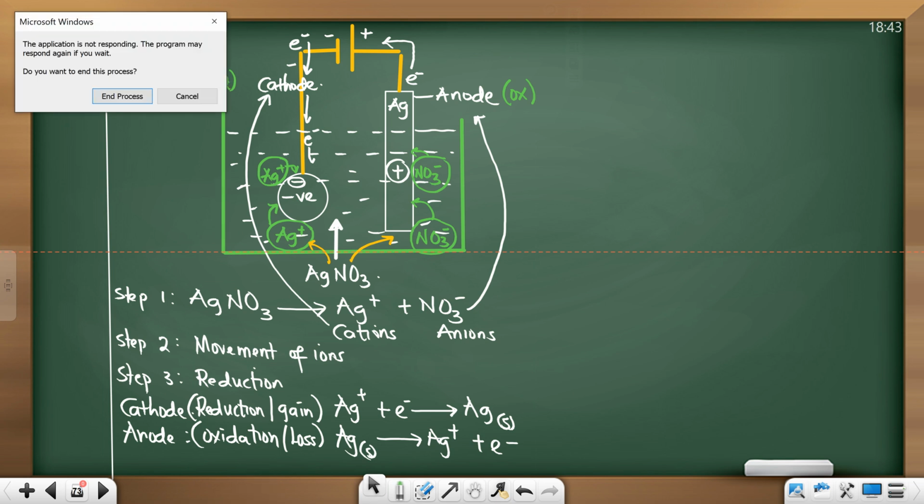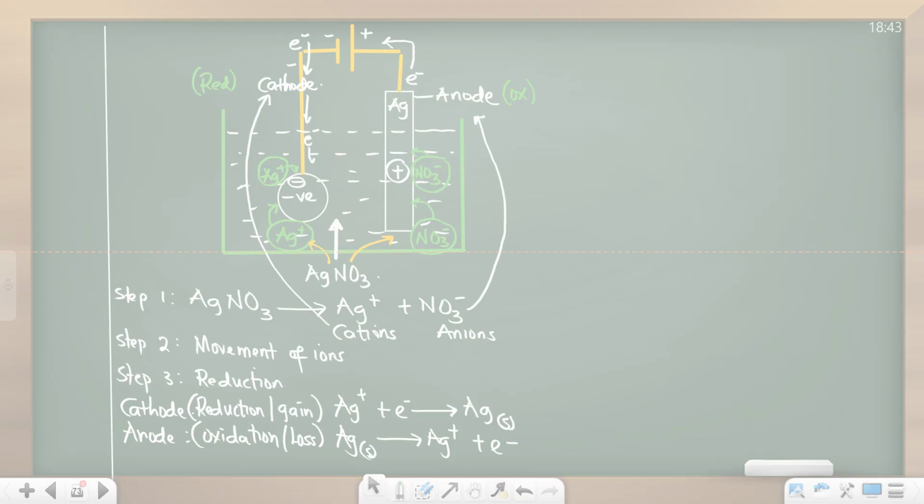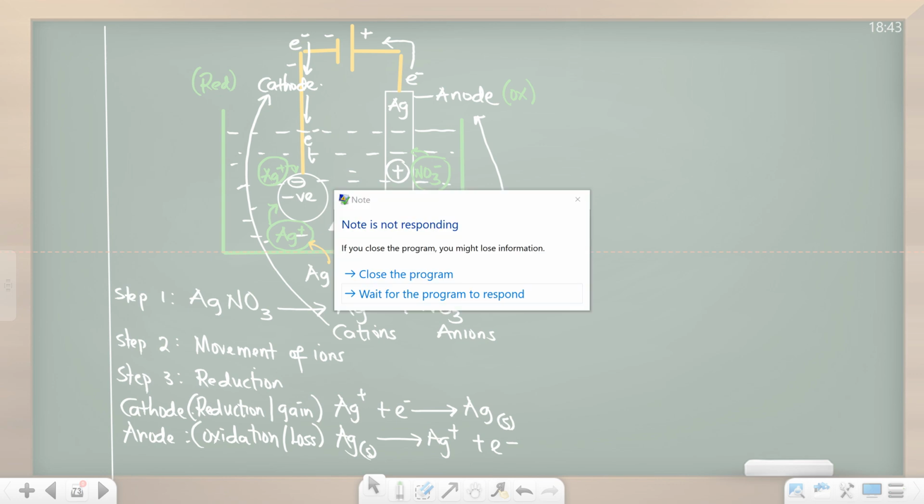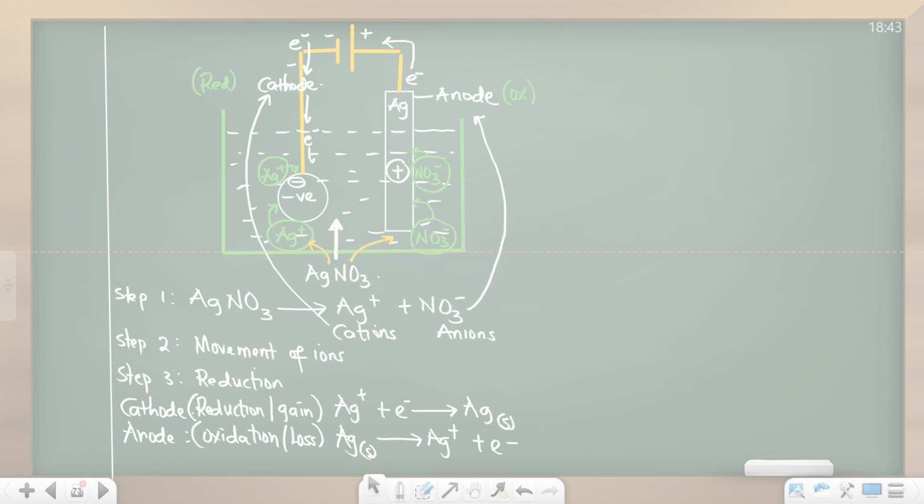The process is not responding. This may end the process. Never. Guys, wait. Just a second. I might be losing this note. If you want to take a screenshot, please take it now.